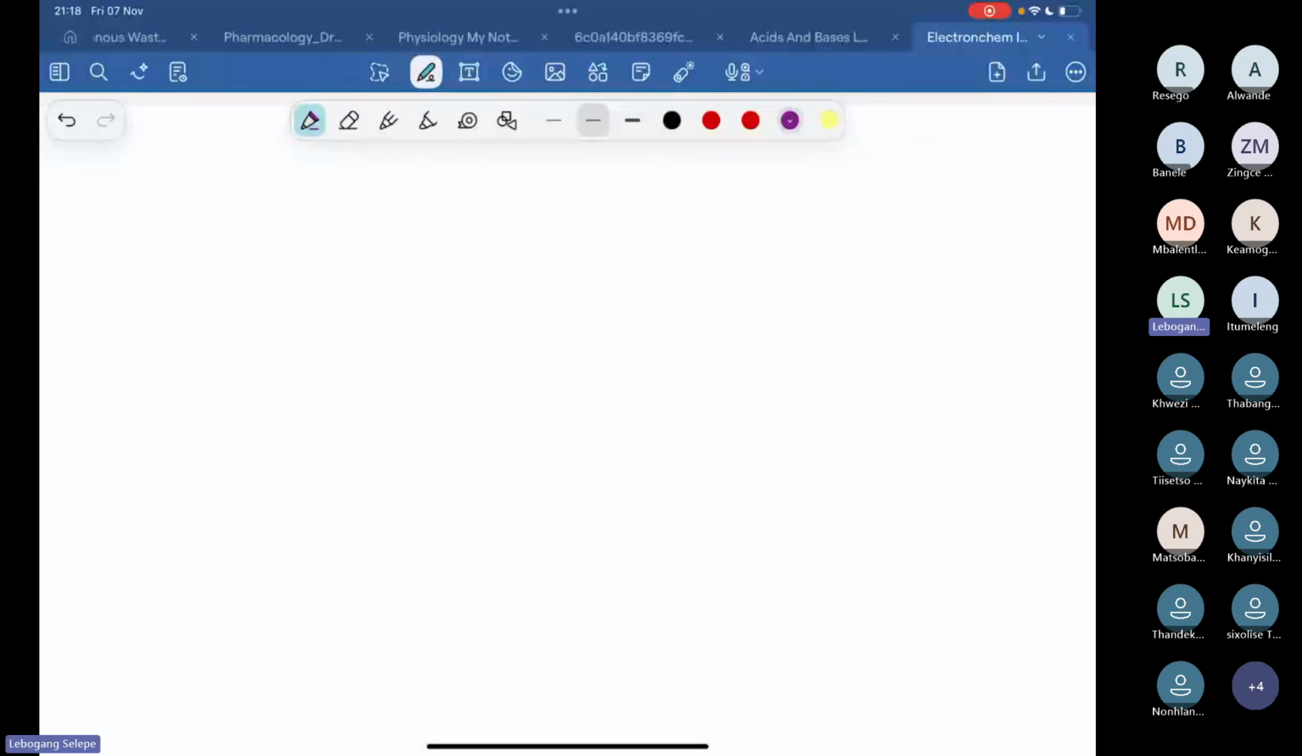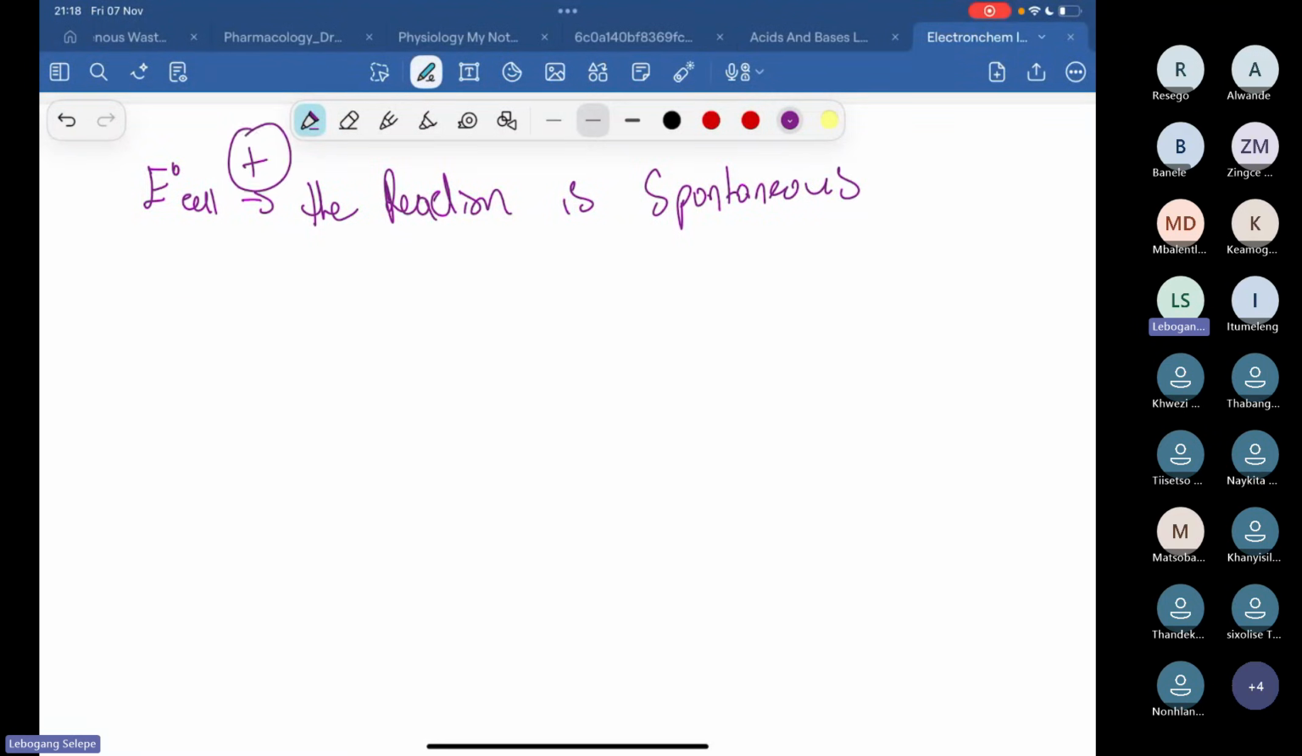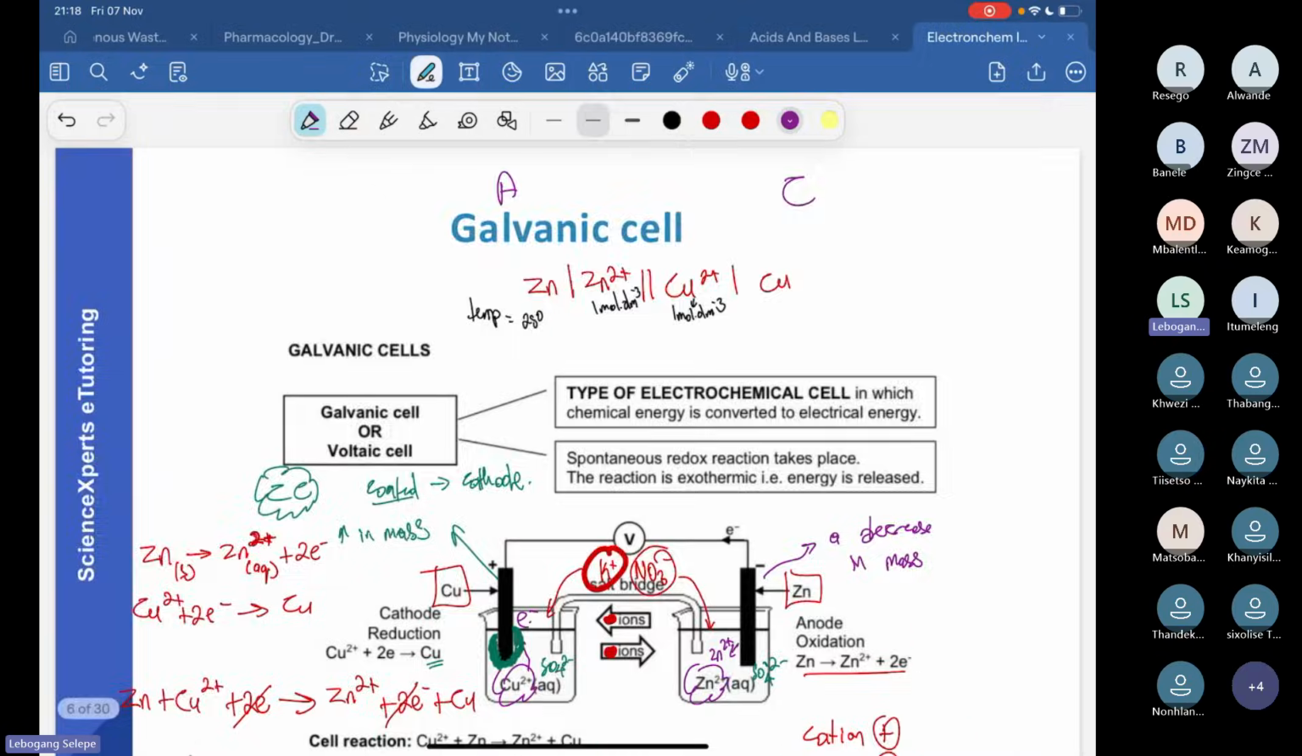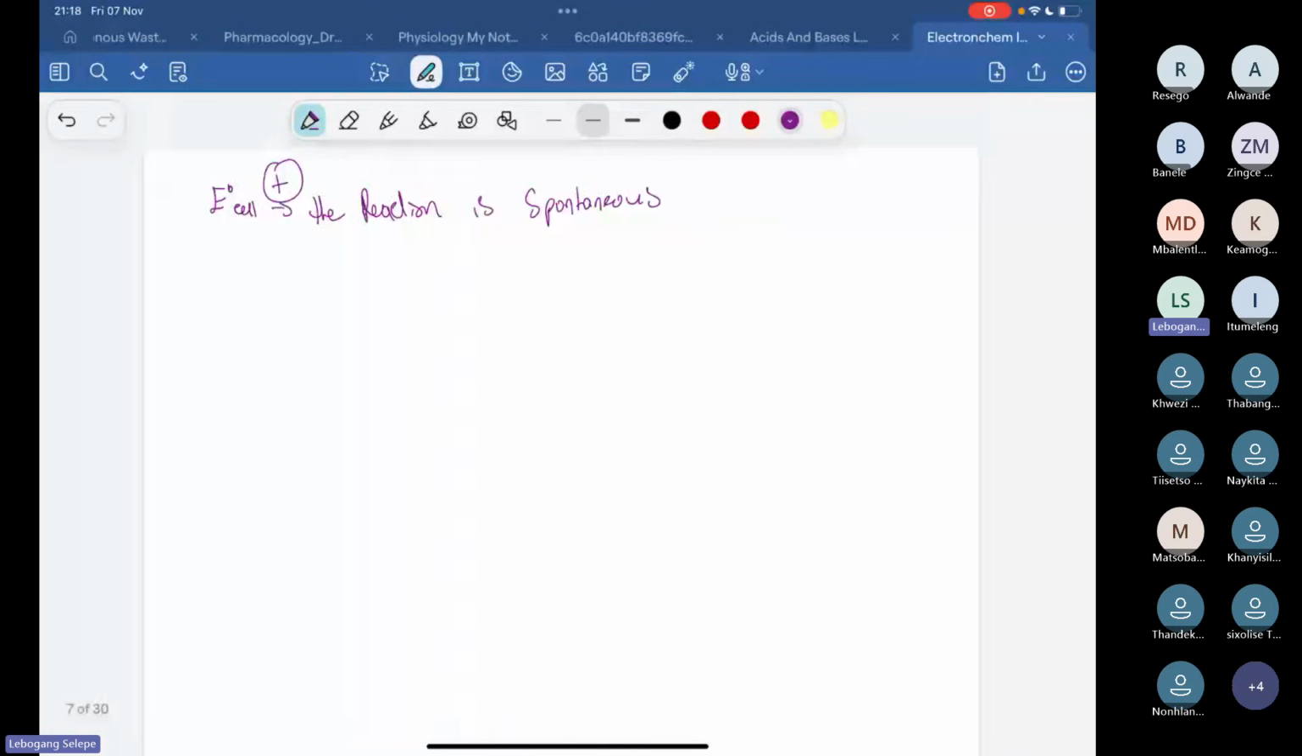A positive E cell means that the reaction is spontaneous. If the E cell is positive, the reaction is spontaneous. Then if it's negative, the reaction would be non-spontaneous. That's some other important details you need to know. All right, so let's pass this one.